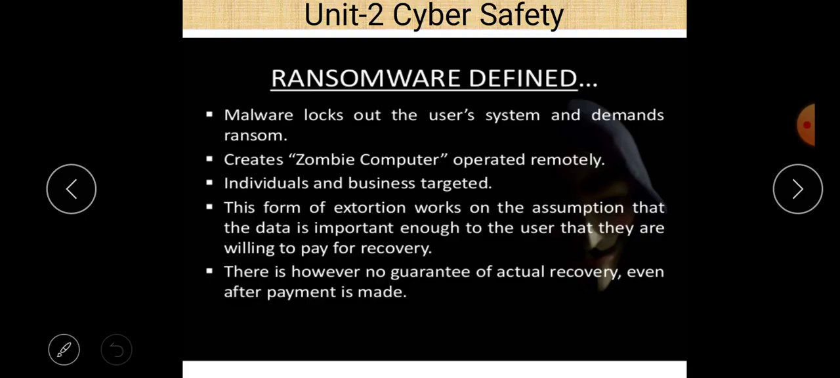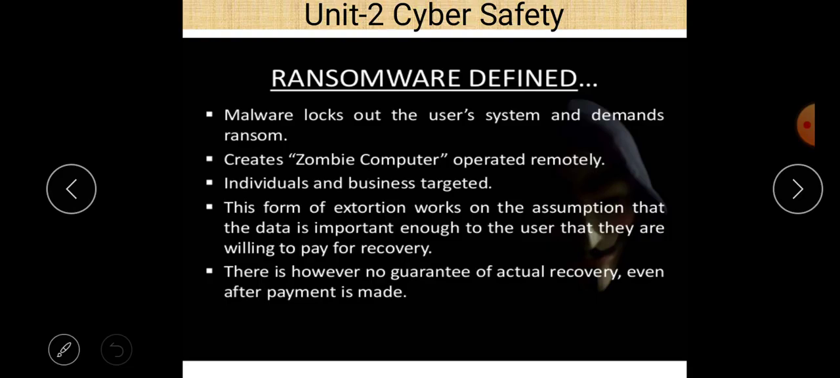And basically we can say that it creates a zombie computer that is operated remotely. So another person at another place can access your computer system without your permission, and you are not able to use your computer system without the permission of that person, who can remotely handle it. So we can say that it creates a zombie computer. The person gains access to your computer system, and he or she may operate it from another place.